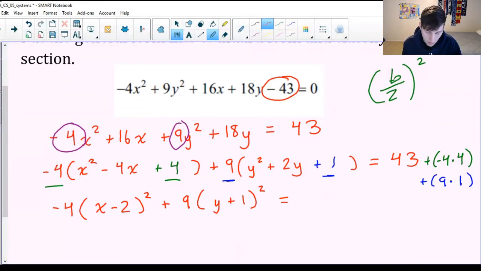So we'd have 43 minus 16 plus 9, aka 36.